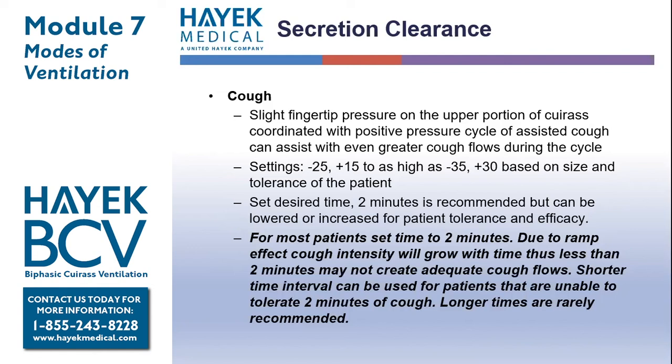Set desired time. Typically, the cough phase is utilized for 2 minutes, but can be lowered or increased for patient tolerance and efficacy. For most patients, set time to 2 minutes due to the ramp effect. Cough intensity will grow with time. Thus, less than 2 minutes may not create adequate cough flows. Shorter time intervals can be used, however, for patients that are unable to tolerate the full 2 minutes of cough, so they get some benefit. Longer times are rarely recommended.